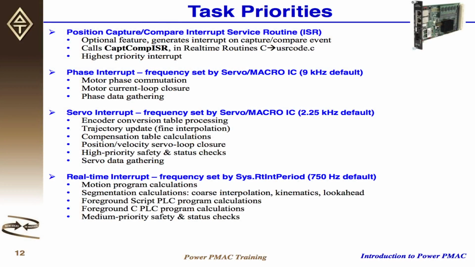And there's an interrupt that can be generated within Power Pmac so that you could drive external activities in a C routine. We'll talk a little bit about that later. It's a very, very high priority. It could be as high as 80 kilohertz or higher.